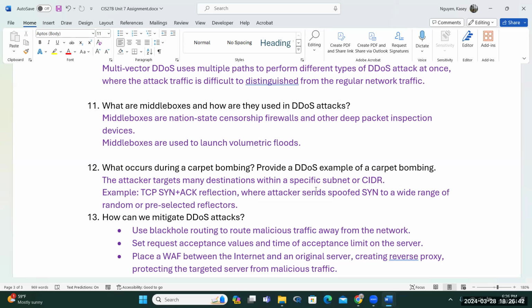So there's a long list of things that we can do to reduce the risk of denial of service attacks. One of the things we can do is to use black hole routing to route malicious traffic away from the network into the black hole where it doesn't go anywhere. So black hole routing is just a way that we route it away from our network.